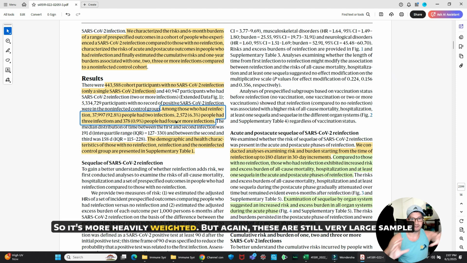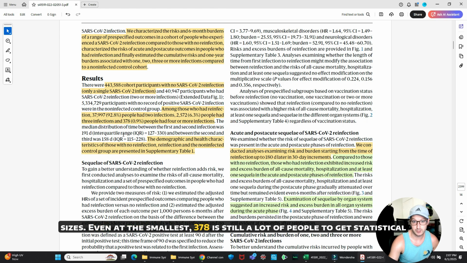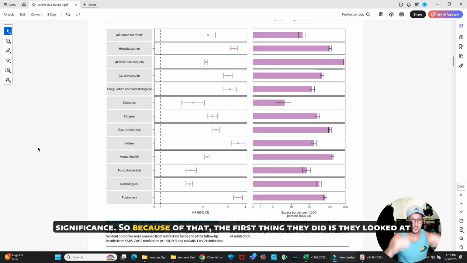So it's more heavily weighted. But again, these are still very large sample sizes. Even at the smallest, 378 is still a lot of people to get statistical significance. So because of that, the first thing they did is they looked at people with one COVID infection and compared them to everyone else that had more than one COVID infection.